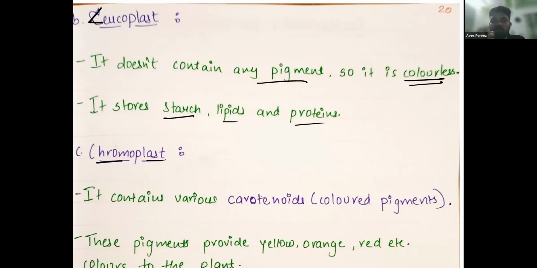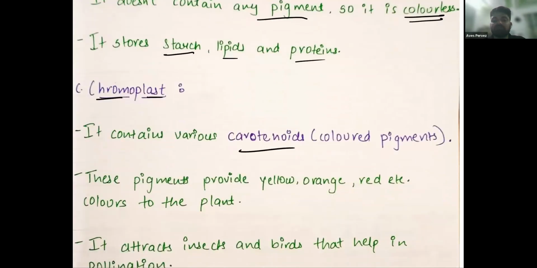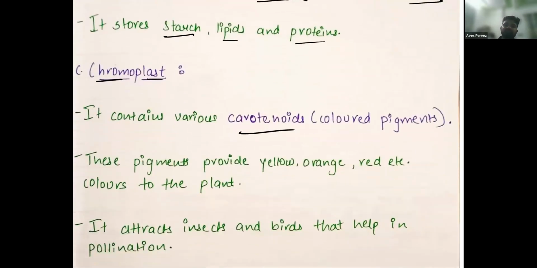Like we have the chlorophyll pigment that is used for trapping the sunlight, similarly, there are other pigments also, just like carotenoids, that are used for trapping the sunlight. Got it? So please note it down. Chromoplast contains various carotenoids, colored pigments. These pigments provide yellow, orange, red color to the leaves of the plant. They help in attraction.